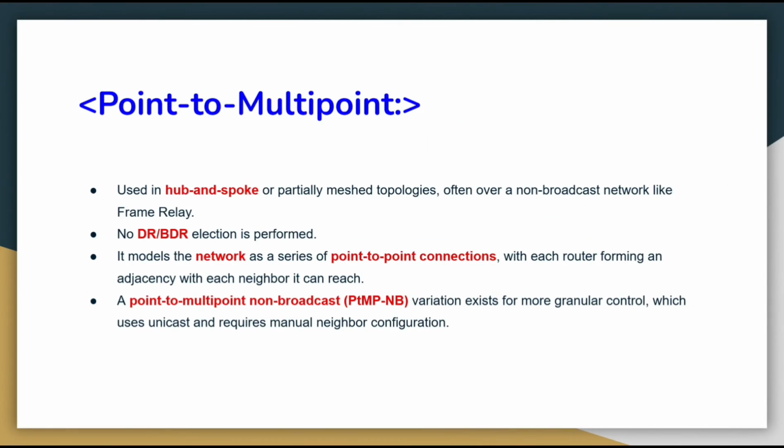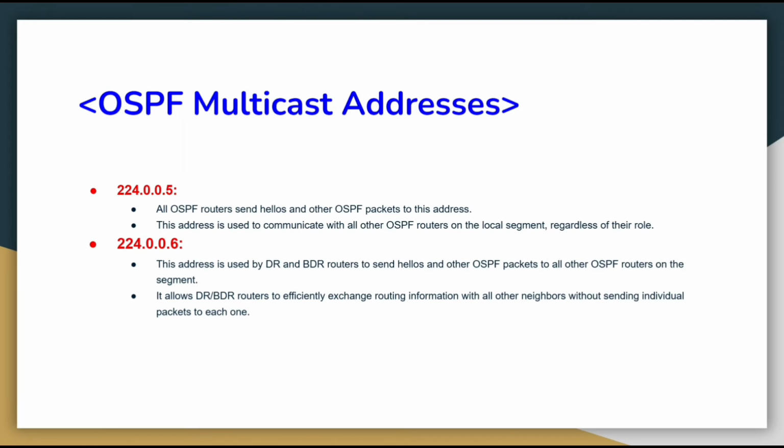Now, point-to-multipoint, used in hub and spoke or partially meshed topologies, often over a non-broadcast network like Frame Relay. No DR/BDR election is performed. It models the network as a series of point-to-point connections, with each router forming an adjacency with each neighbor it can reach. A point-to-multipoint non-broadcast (PTMP NB) variation exists for more granular control, which uses unicast and requires manual neighbor configuration.